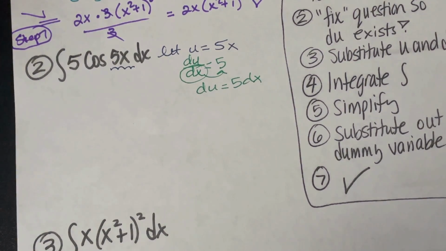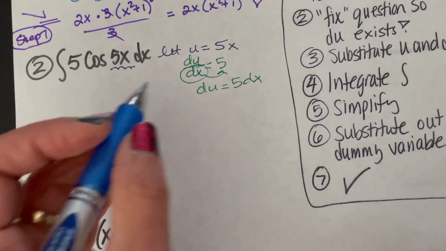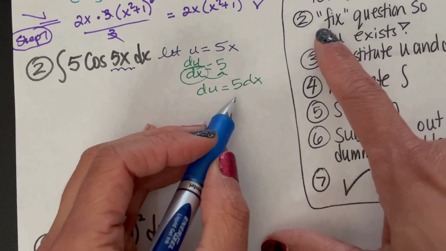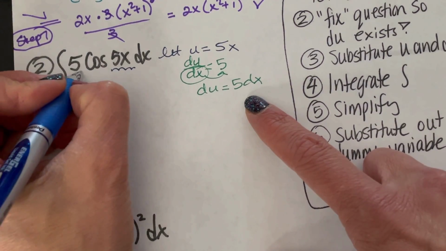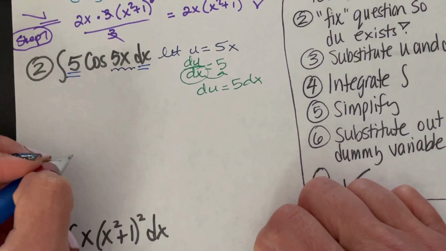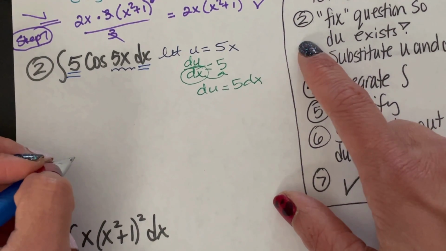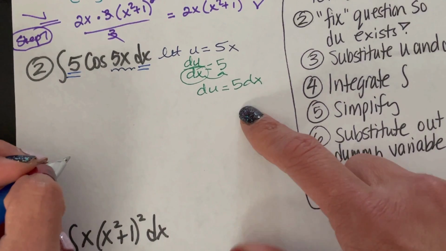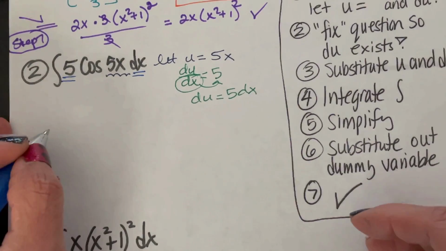All right, so next thing, do we need to fix this? Do we have the 5 dx? We've got a 5, we've got a dx. So together, yes, we do have the 5 dx. So we don't need to fix the question so that du exists. It exists in this problem. All right, step 3, substitute the u and the du.